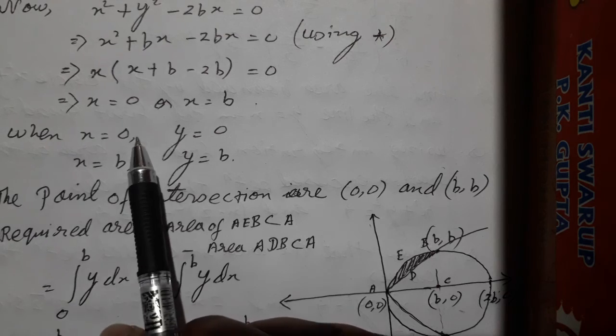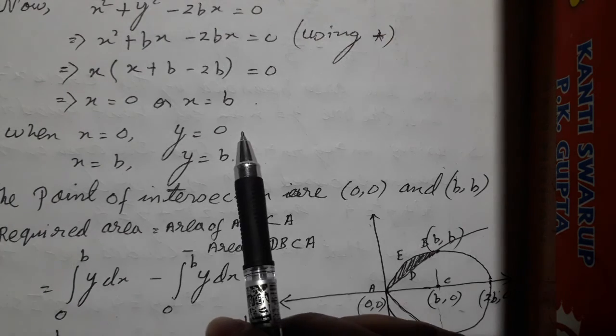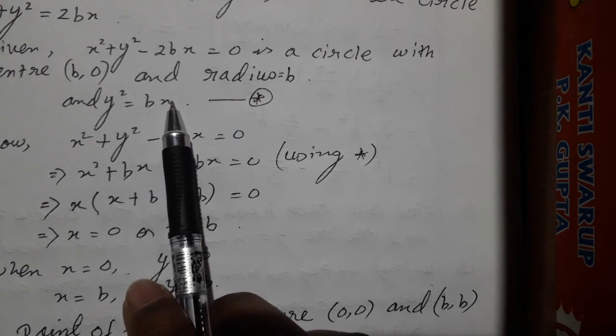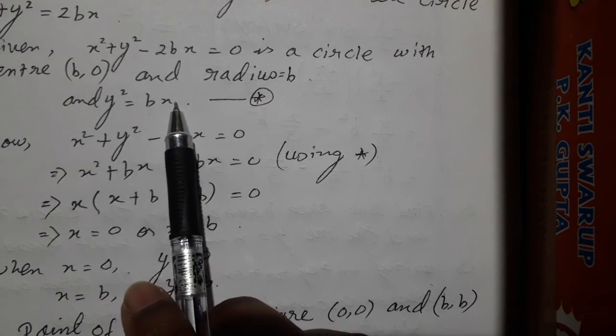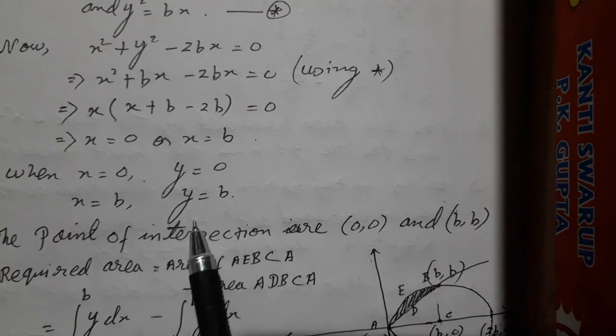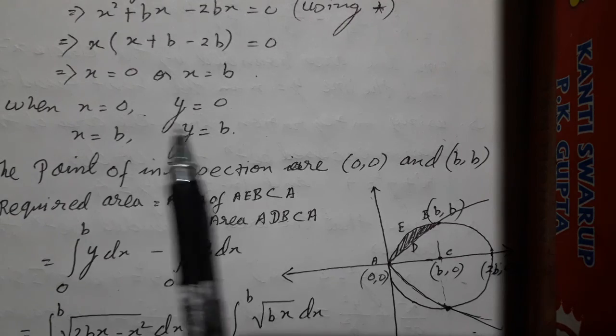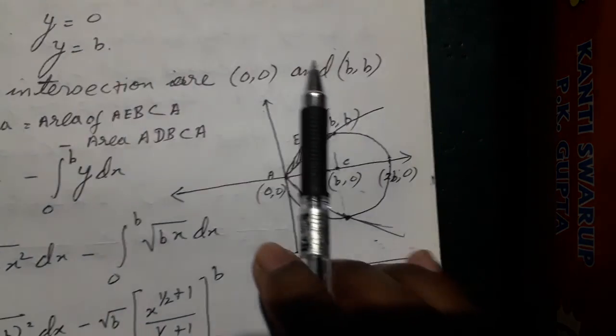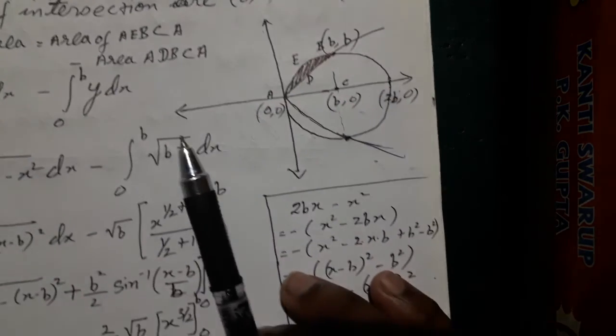So we get two points, x equal to 0 or x equal to b. Now when x is 0, we have to find y. Putting it in this equation, when x is 0, y is also 0. When x is b, we get b squared, so the square root of b squared is b. So when x is b, y is b. So the points of intersection are (0, 0) and (b, b) in the first quadrant.